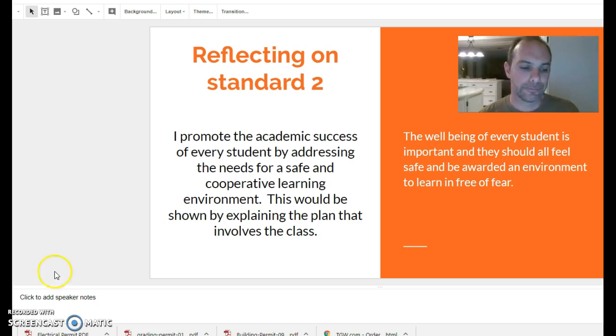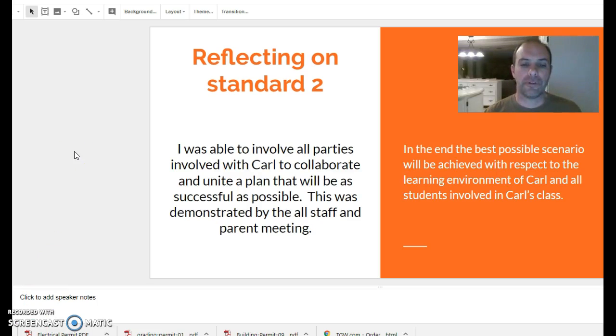Lastly, I was able to involve all parties involved with Carl to collaborate and unite a plan of action that hopefully has Carl's best interest at heart. In the end, he's a kid, and we want to help him grow up to be the best he can possibly be. So all parties hopefully can see past the blow-ups. I know it's difficult. I've been there, but hopefully they can do that and come up with the best plan of action. In the end, the best possible scenario will be achieved with respect to the learning environment of Carl and the rest of the students. I think that's the key here.